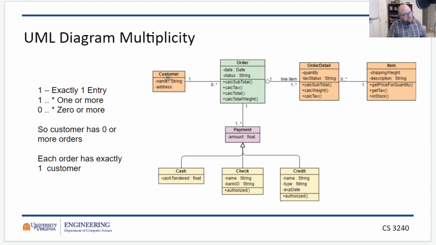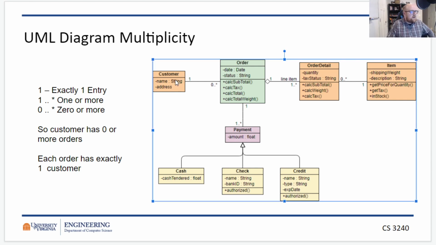The customer has 0 or more orders. That means 0 or more. And that's because a customer may not have any orders, right? Their orders may all be resolved, so they don't have any right now. They can make multiple, they can make one, whatever. They can have any number of orders. But the customer object is going to be associated with multiple orders.